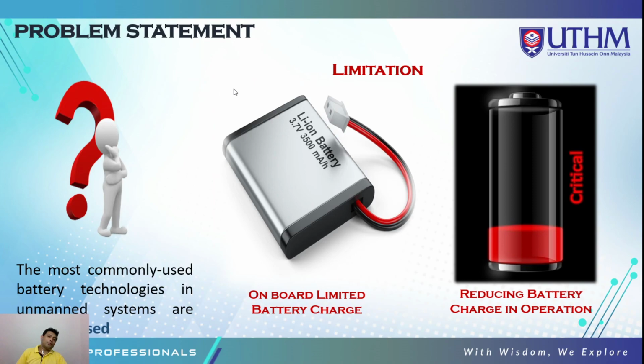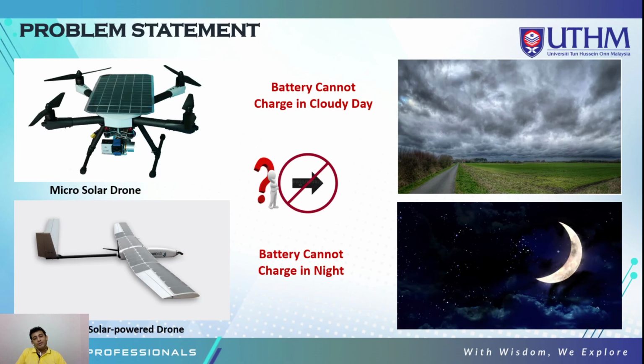Next, what is the problem of operating a UAV? The battery charge is limited. When it is in operation, it has a one-time charge, and the battery is always being reduced as the operation goes on. You cannot charge it onboard. A solar power system has been developed for onboard charging, but on a cloudy day or at night time, it cannot work.